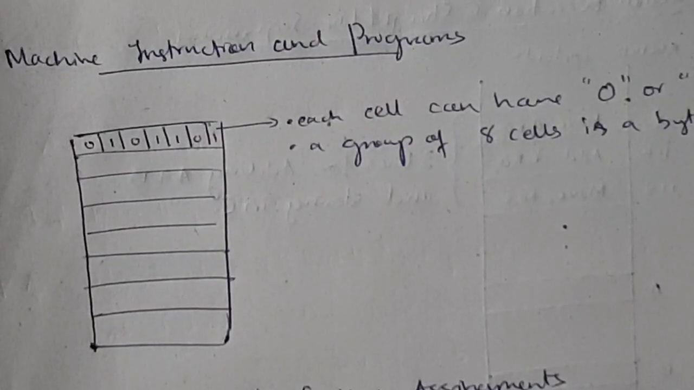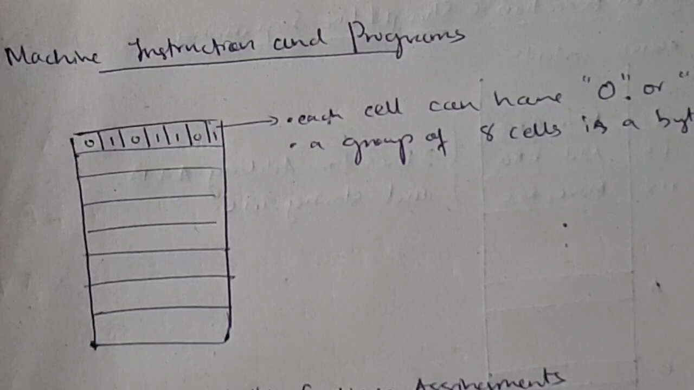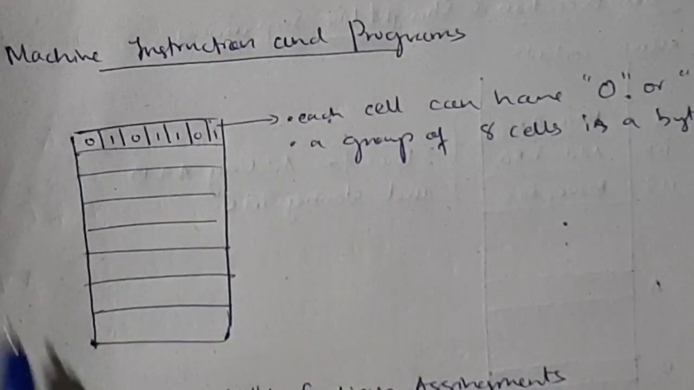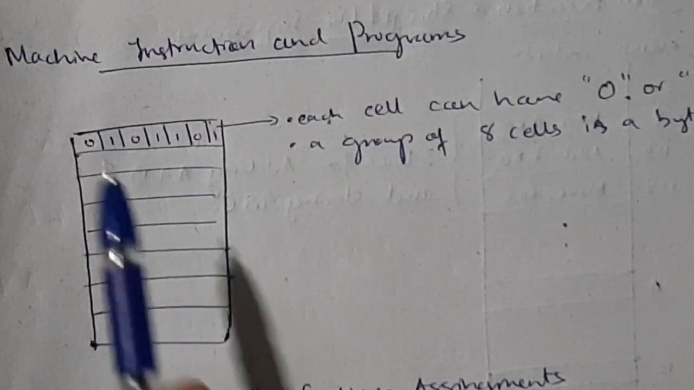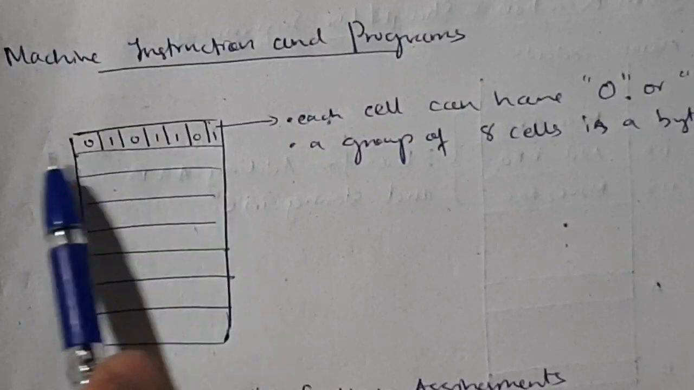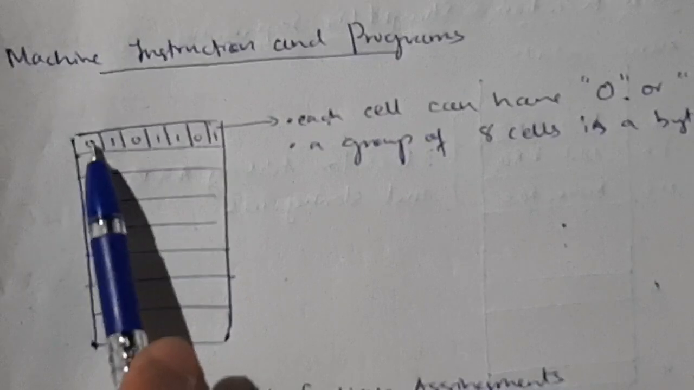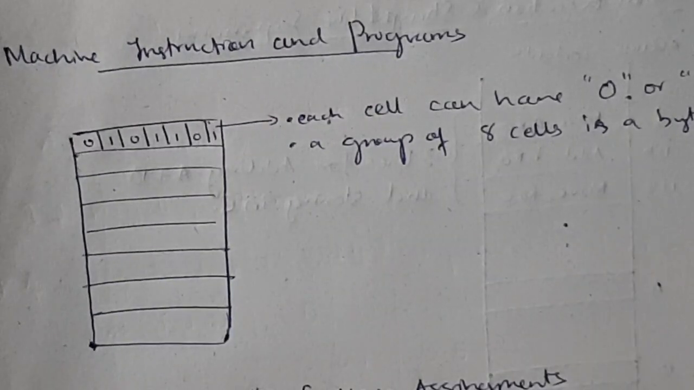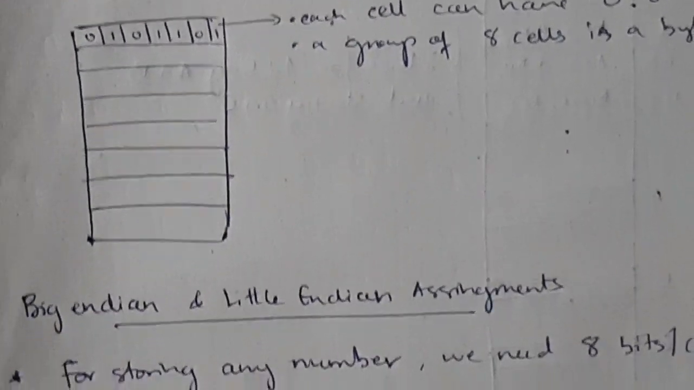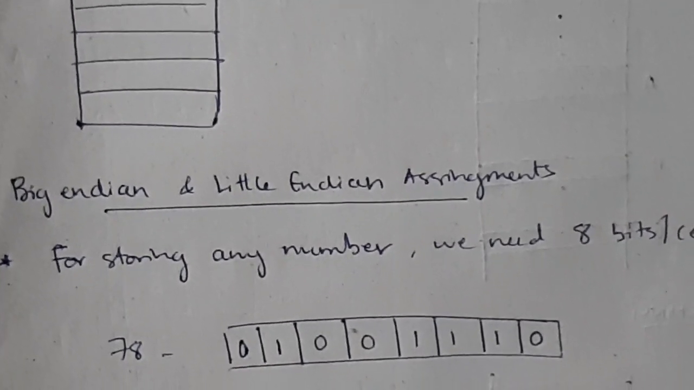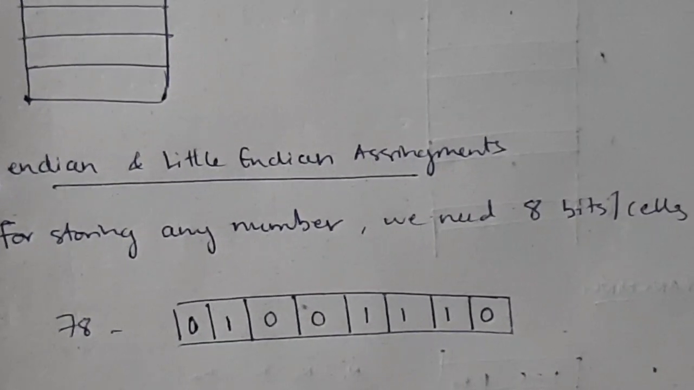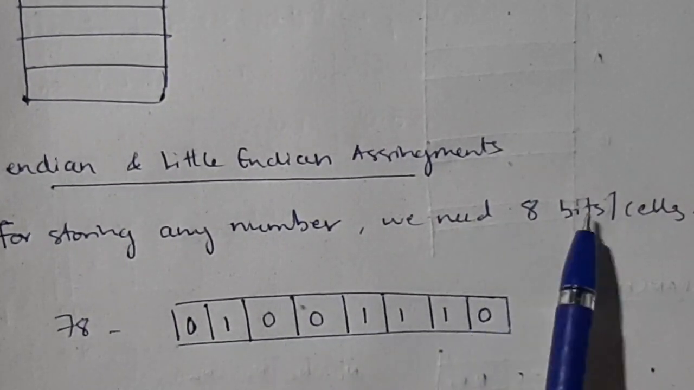All the information which we have in the computer is stored in the form of zeros and ones. Suppose that this is a memory and it will be divided into many blocks, and each block will be divided into zeros and ones, and these are all known as cells or bits, and a group of 8 cells is known as a byte. There are 2 ways of assigning the addresses. Suppose I need to store a number. For storing every number, 8 bits are required.